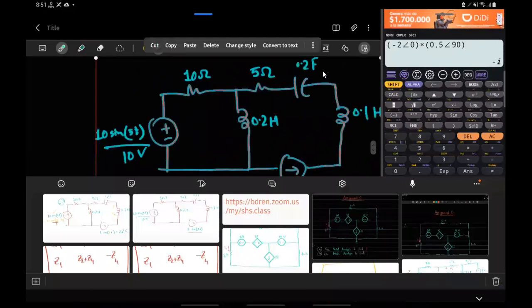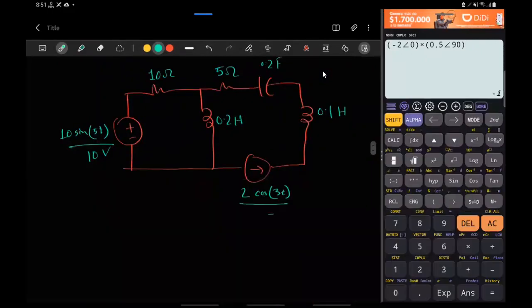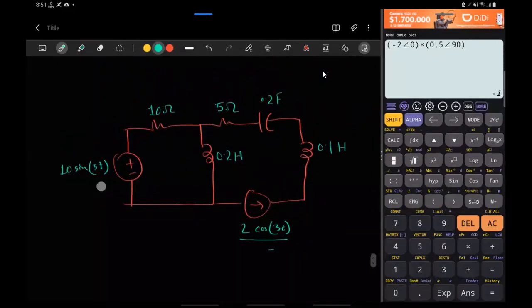Let's see. This was our original problem. Now take a look at this. I changed this cos 3t to cos 5t, and the reason is that this made the math much simpler.